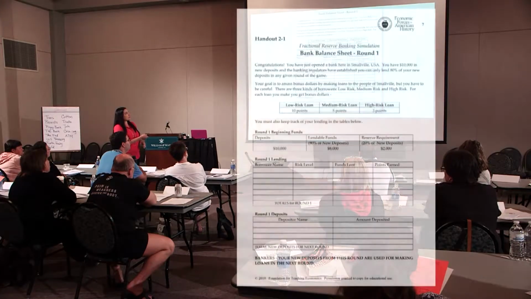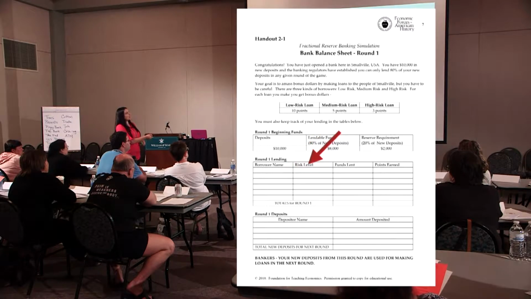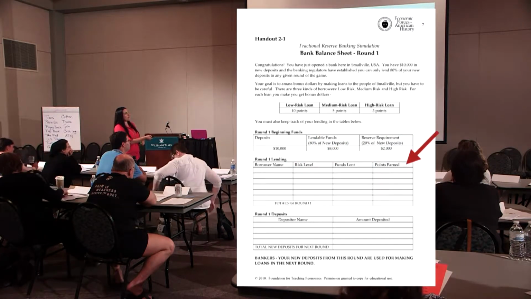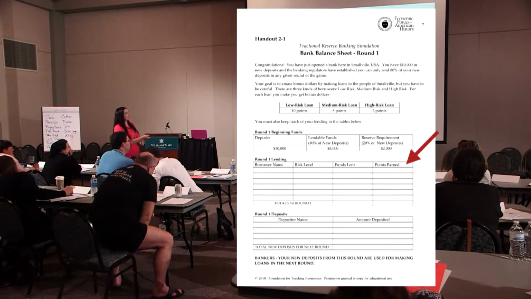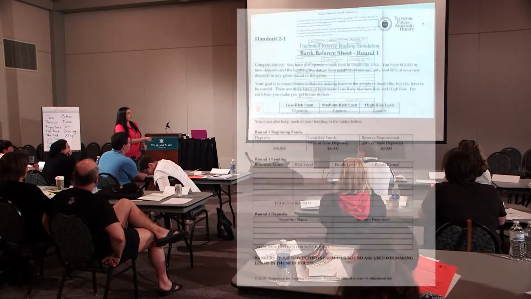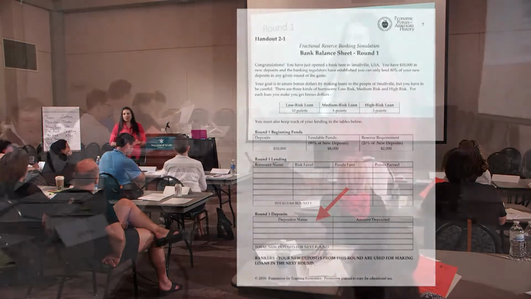So right here, they're going to keep track of their borrower's name, use their actual name that they have on their name tag, and ask them their risk level, keep a record of how much you lent to them, and then make a note of the points that you earned for that loan. At the end of the round, we'll add all that up. You lend as much as you can, up to that $8,000. In between rounds, the depositors will come back and they will deposit money into your bank, and you can keep a record of that here, and then I'll tell you where to go as we go into round 2.